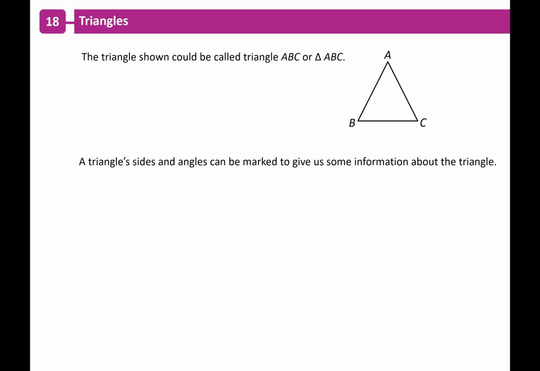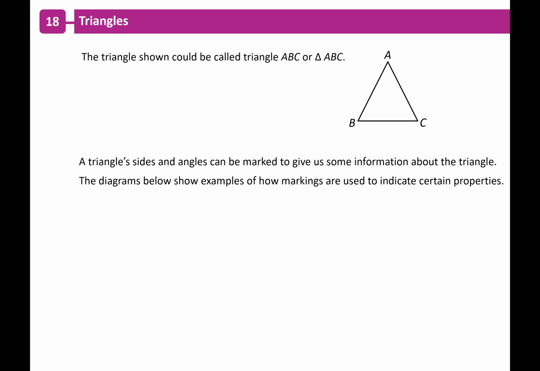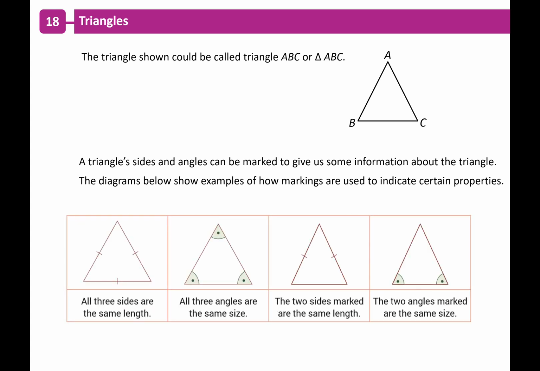The triangle's sides and angles can be marked to give us some information about the triangle. In the diagrams below, we talk about how these markings are used to indicate certain properties. In the first one, these three lines show that all three sides are the same length. If we use the same symbol for our angles, it means that all angles are the same size. The two sides marked are the same length in picture 3, and the two angles marked are the same in picture 4.